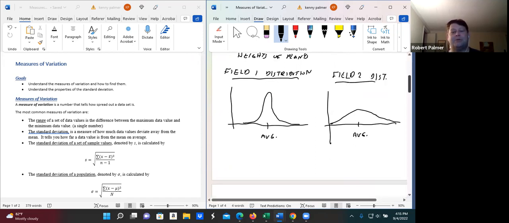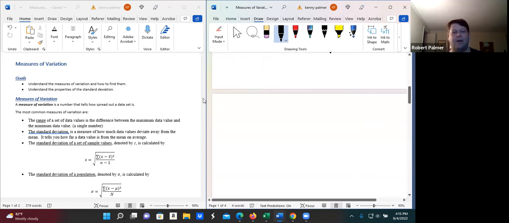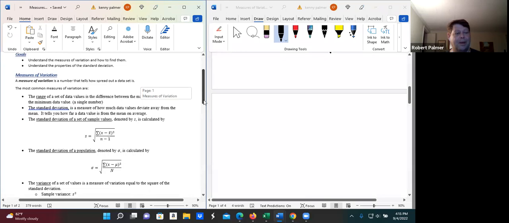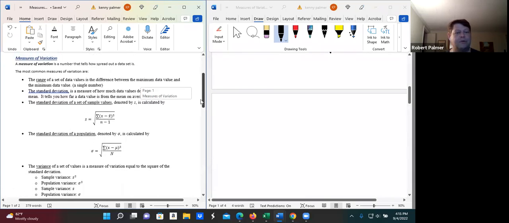So our goal in measures of variation is to find a number that we can use to describe that variation, how much it is. Let's come back over here to the left and talk about the 2 main ones we'll use. The first one, the simplest one to do, is the range. The range of a set of data values is the difference between the maximum data value and the minimum data value. It's a single number, and it just gives the difference between those two values.